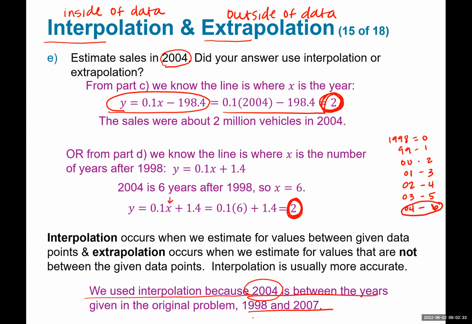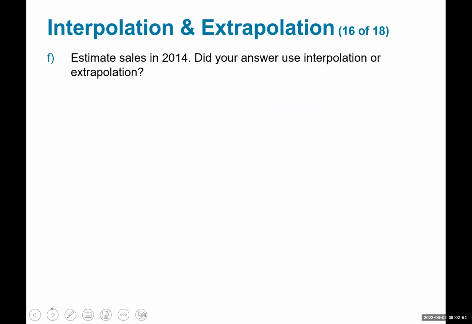So it doesn't really matter which equation you use. You just have to know what that x represented. So again, for the first formula, x represents the year. The second formula, x represents the years post 1998. So it's actually just simplified numbers. And it's interpolation because the year that we're looking for is inside of our data.